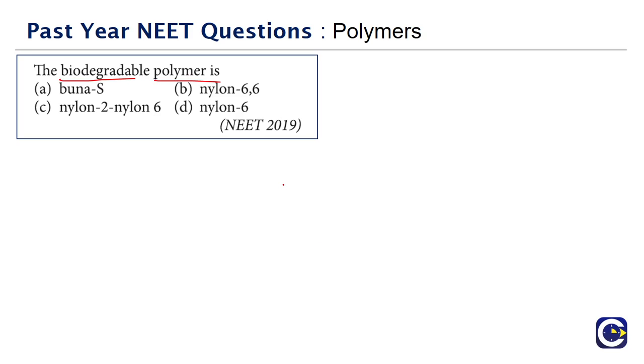They're asking which of the following is a biodegradable polymer. Now what are biodegradable polymers? Those polymers that can be degraded by the biological activity. So in our syllabus, we have 2 examples for the biodegradable polymers. One is nylon 2, nylon 6, and the other one is PHBV. So these are the 2 examples we have for the biodegradable polymers.